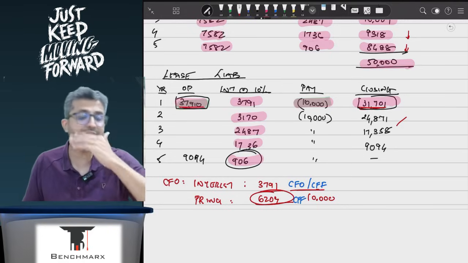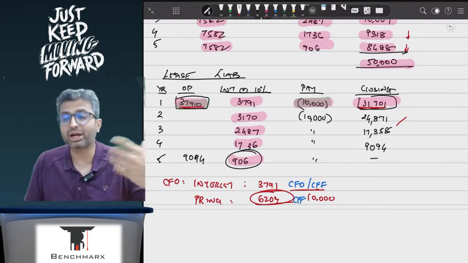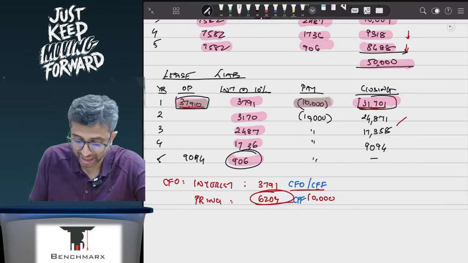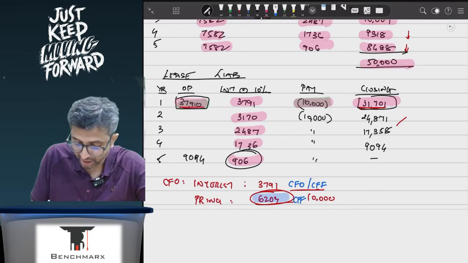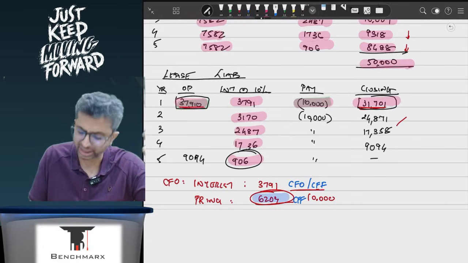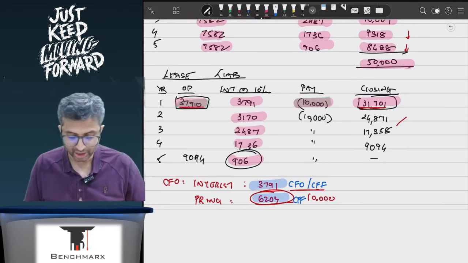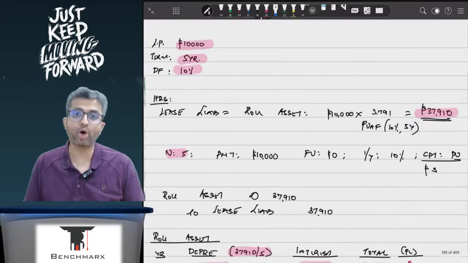Now this liability is like a long-term liability, which we kind of say it's like a loan, and hence this 6209 is like the repayment of loan, and hence this will be taken under financing. So over here, for sure 6209 will be financing, 3791 can either be operating or financing as the case may be. Okay, now this takes care of IFRS.